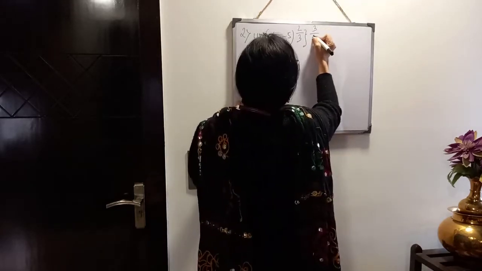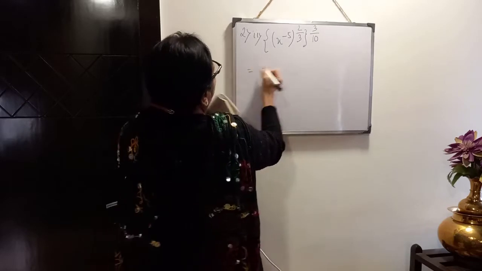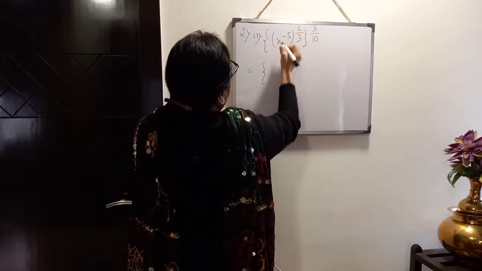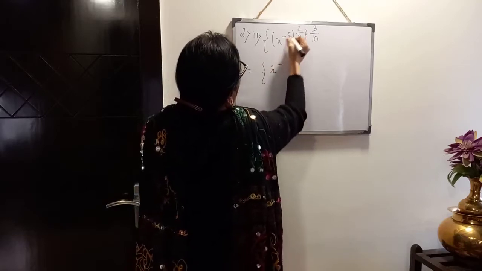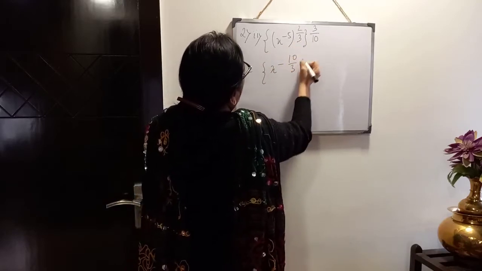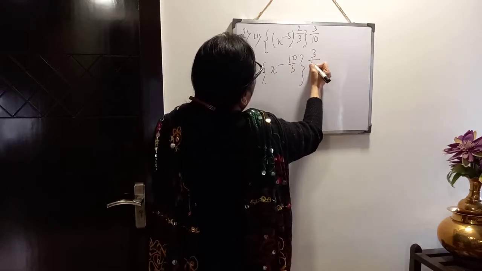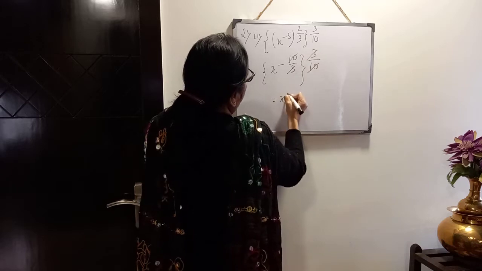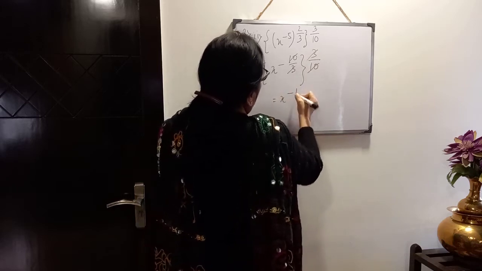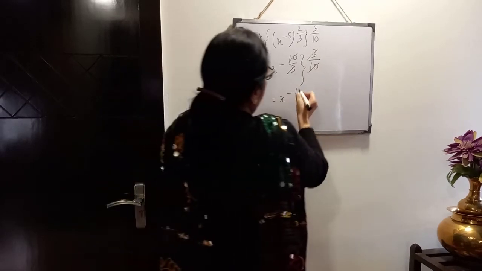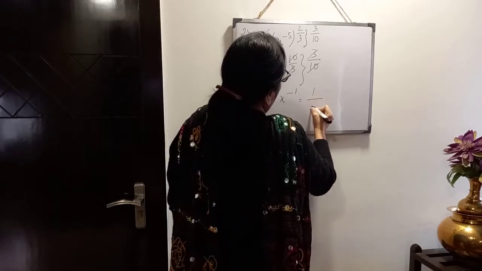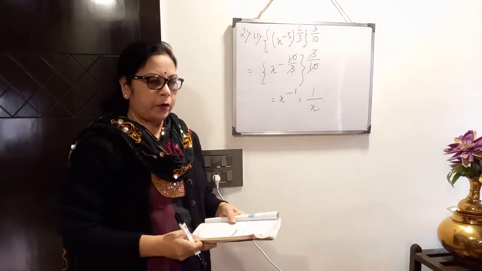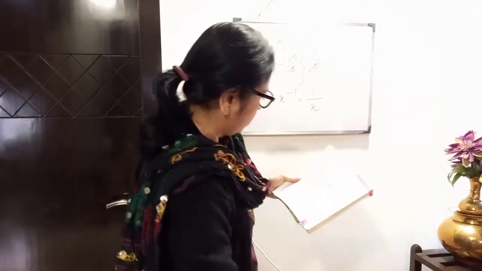3 by 10. So this one I have told, this will be multiplied, so it will become x to the power minus 5 2s are 10, 10 by 3, and here 3 by 10. Now this and this and this and this will be cancelled out, x to the power minus 1. Now I have told you, when power is negative, then it will become 1 by x. It will come in denominator. Clear? Power is negative, it will come in denominator.